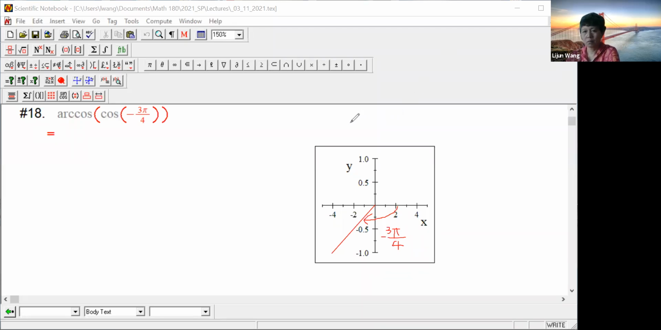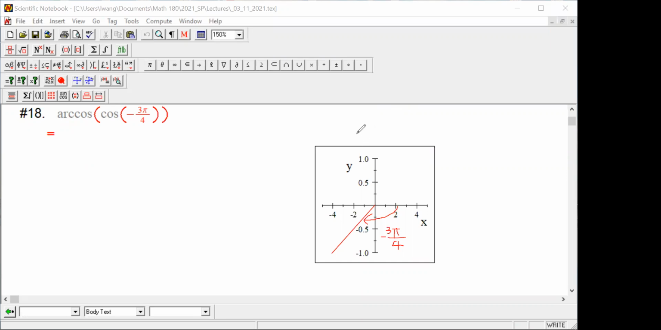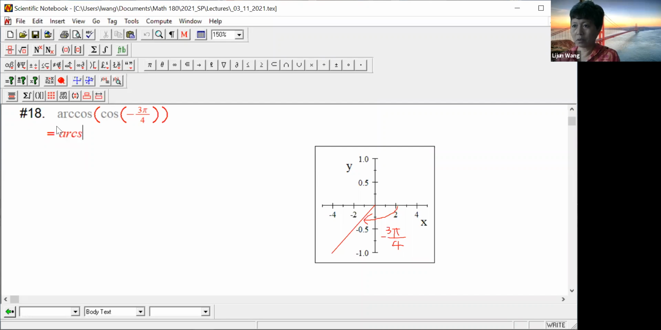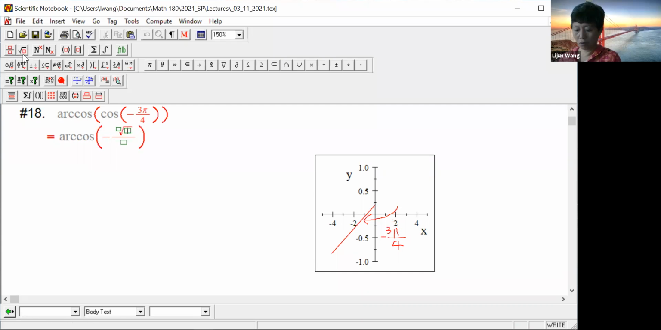And then the reference angle comes into the picture, right? And then what? This is going to be arc cosine. By definition, this is going to be negative root 2 over 2.